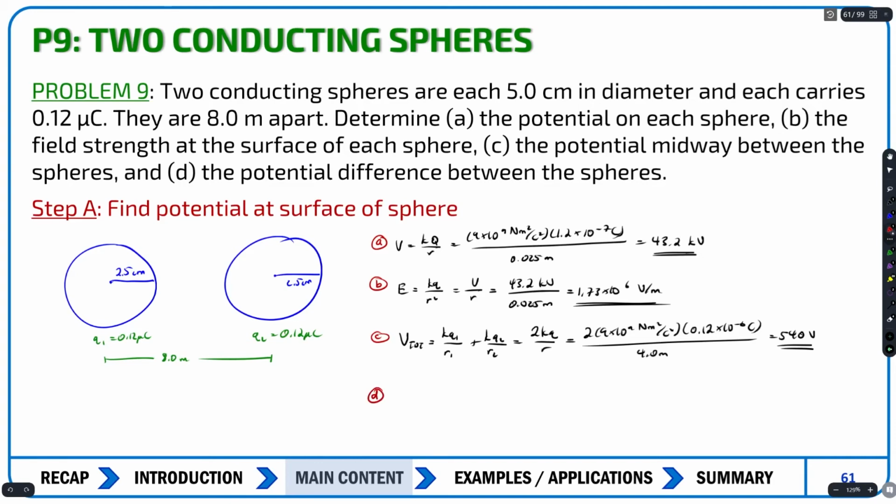Now part D, also fairly straightforward. We want to calculate the potential difference between the two spheres. Well, we know V1 is equal to V2. So that means delta V is equal to V2 minus V1, which is equal to 0 volts. So that is going to be our potential difference of 0 between the two of them because they're equipotentials.